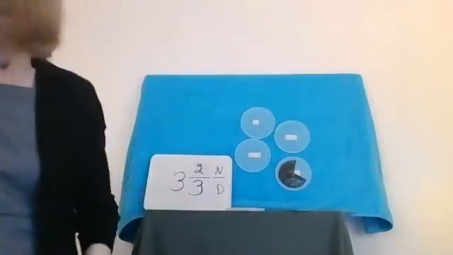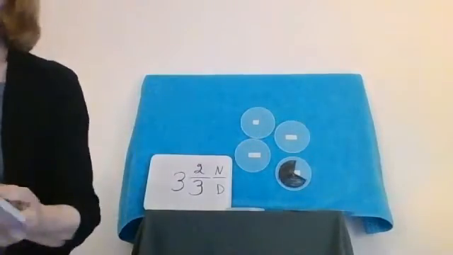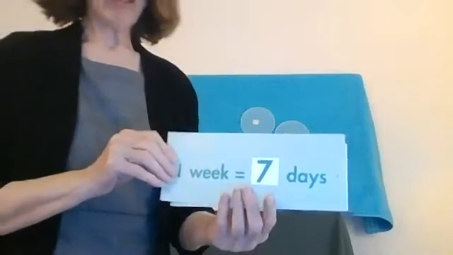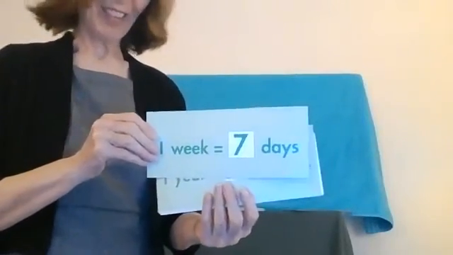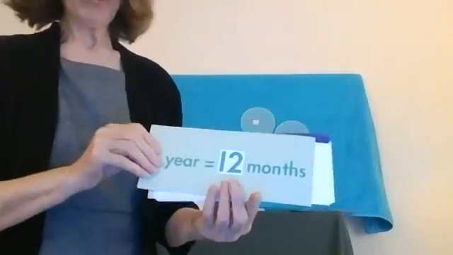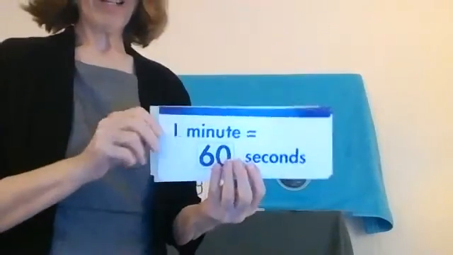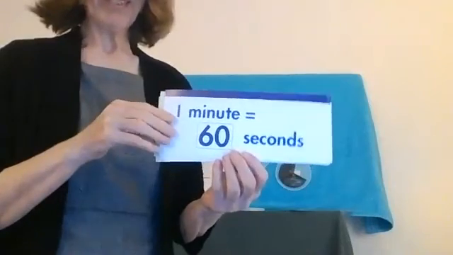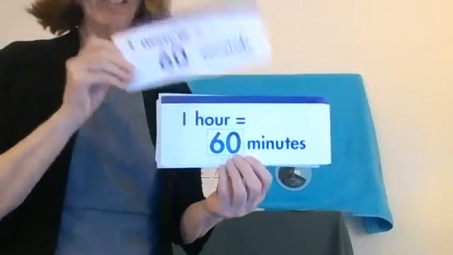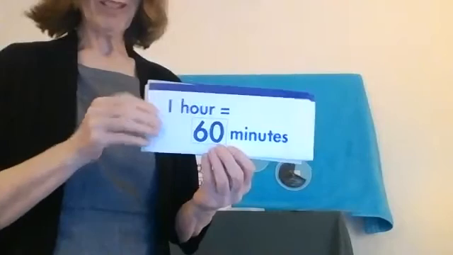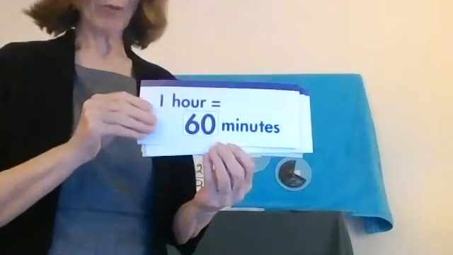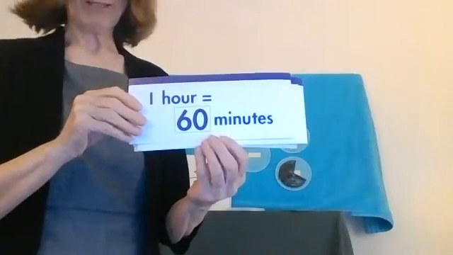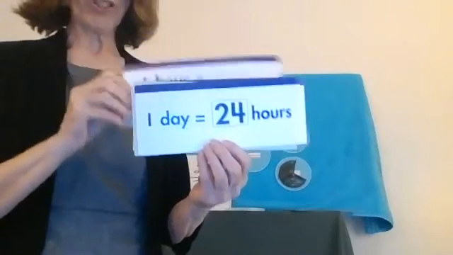And we need to look at some flashcards. 1 week, 7 days, right? I have the side showing. 1 year, 12 months. Aha, 1 minute, 60 seconds. 1 hour, 60 minutes. This is the one we had to remember today in order to do the clocks.